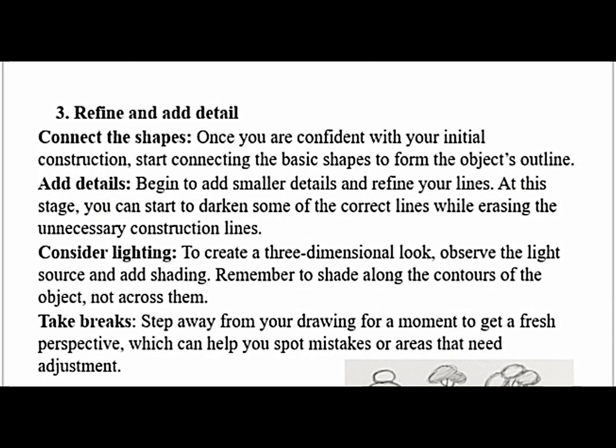I'm going to continue to report on the third topic, refining and adding details. Let's start with the first one, connect the shapes. Once you are confident with your initial construction, start connecting the basic shapes to form the object's outline. The second one is adding details. Begin to add smaller details and refine your lines. At this stage, you can start to darken some of the correct lines while erasing the unnecessary construction lines.